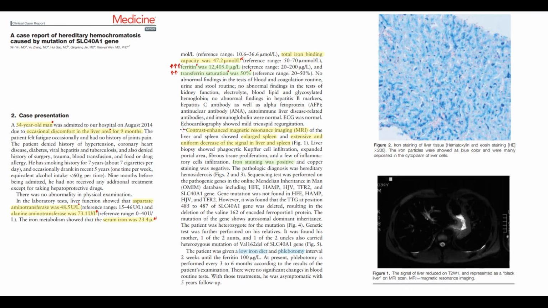They did MRI, where they determined an enlarged spleen and extensive uniform decrease of the signal in the liver and spleen. And this feature can be explained by the deposition of metal ions inside the organs. This creates the so-called black liver on MRI. They performed liver biopsy with Prussian blue staining, and as we see, they determined massive deposits of iron in the liver tissue. After this, they checked for the classic HFE mutation, but in this case it was negative, so it's non-HFE hemochromatosis. And as a treatment, a low iron diet and phlebotomy every 3 to 6 months was prescribed.